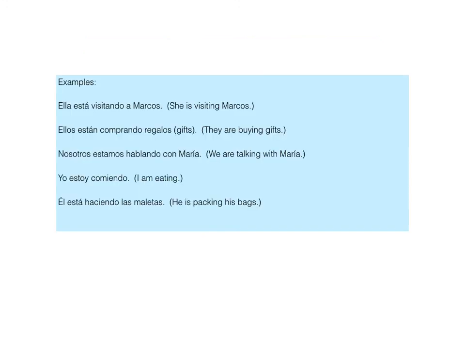Some examples of the ing endings. Ella está visitando a Marcos. Okay, so she is visiting Marcos. We have another example. Ellos están comprando regalos. They're buying gifts. Nosotros estamos hablando con María. So we're talking with María. Yo estoy comiendo. I am eating. And él está haciendo las maletas.